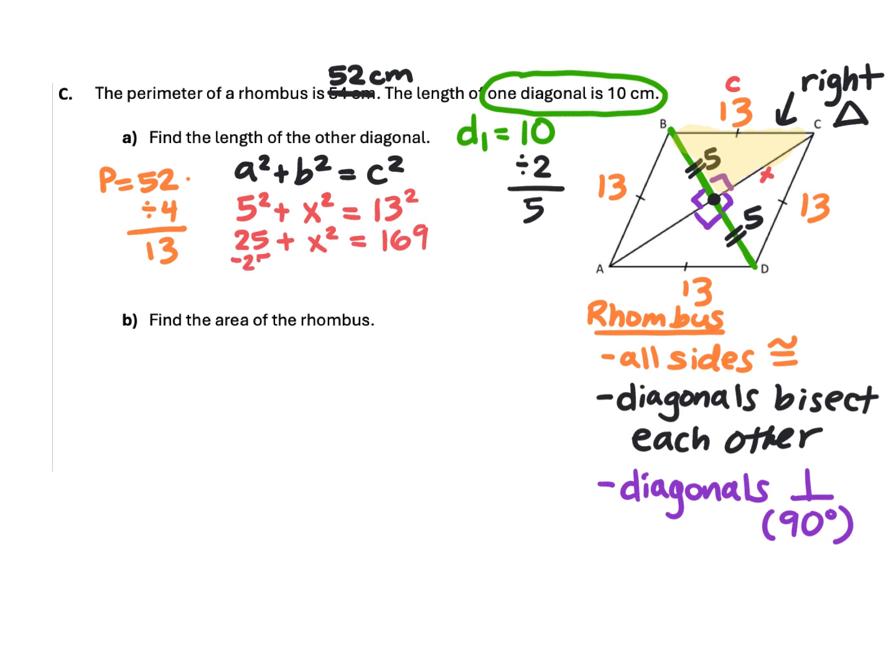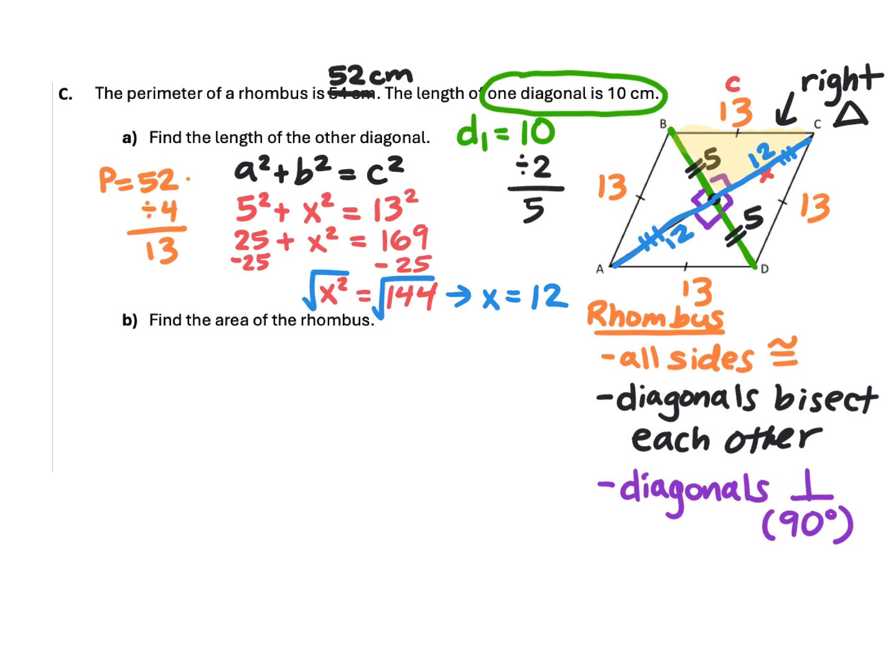Let's subtract 25 from each side to get x squared equals 144. To find x, we need to undo the squared, and we undo a squared with a square root. So we'll square root each side, and that gives us x equals 12. Now, if this is 12, remember the diagonals bisect each other, so these two diagonals are also equal halves. So these are all 12. So I have 4 triangles that are 5, 12, and 13.